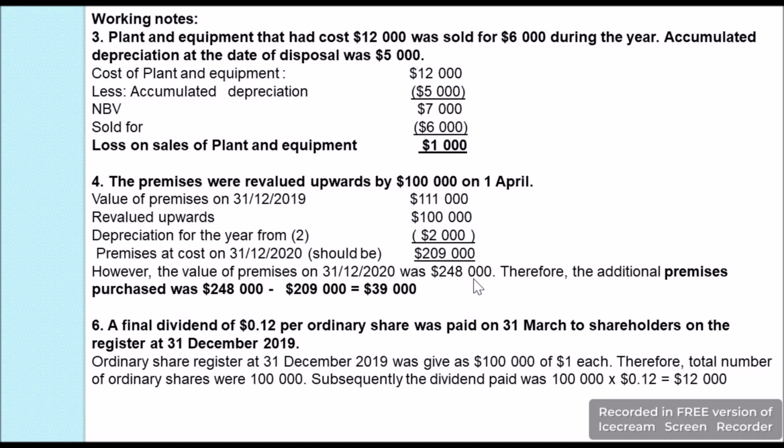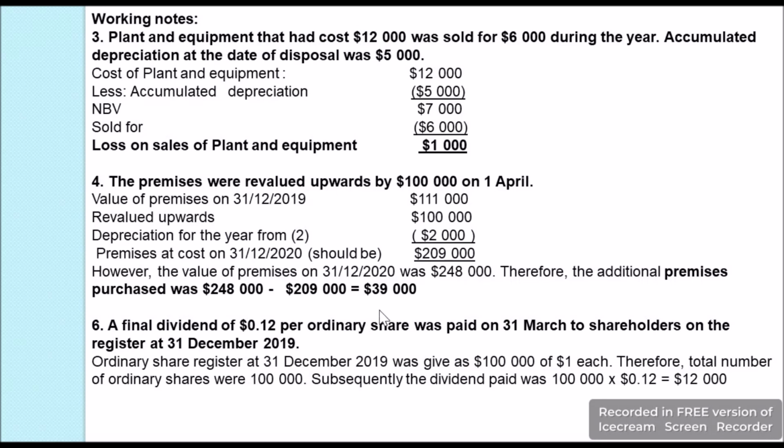However, it was mentioned in the drafted financial statement on 31st December 2020 as $248,000. So based on this, there was additional purchases of premises. To calculate this, we take the value which was given in the drafted financial statement as $248,000. From there, we subtract this $209,000 which we got, and we will get the additional purchases of premises which will be $39,000 for the given period.